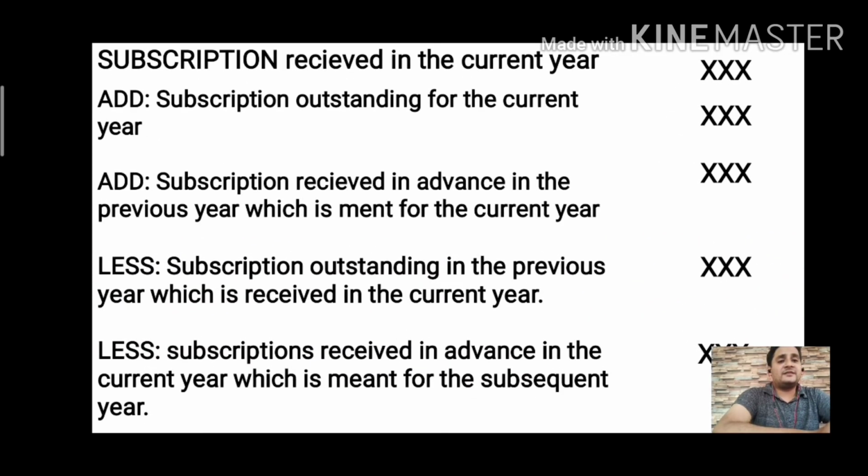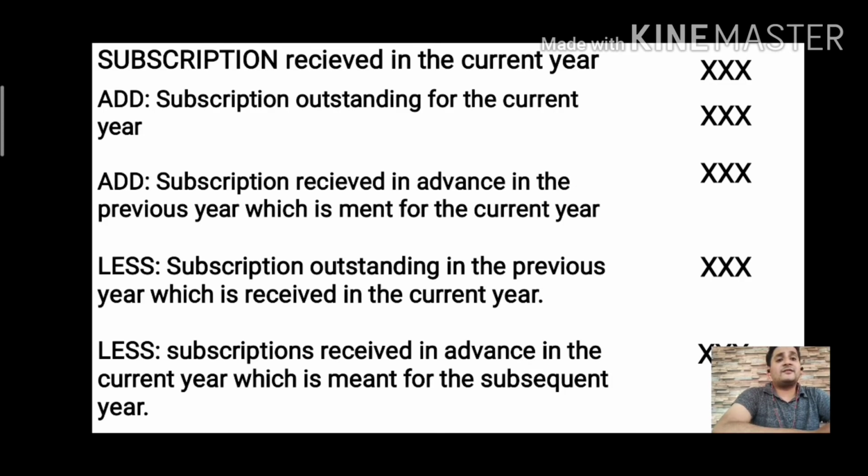So, subscription received in the current year. First, we have to write subscription received in the current year. For example, if you prepare income and expenditure account for the year 2019, then for 2019, how much subscription you receive during that year, first we have to write that amount. Now, what items have to be added to the subscription?